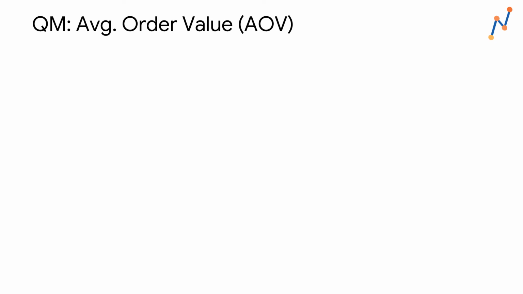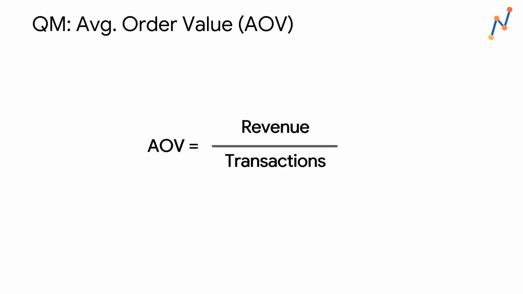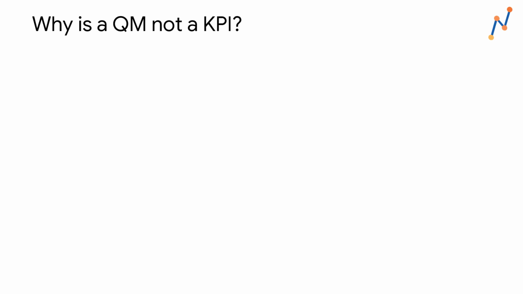The second quality metric we're looking at is average order value. Here we have to keep in mind that it is calculated by dividing the revenue by the number of transactions. Average order value therefore provides information about how much the users spent per order, but it tells absolutely nothing about revenue. So the question that now pops up in our minds is, why is a quality metric not a KPI?